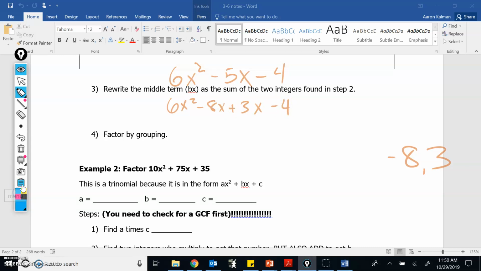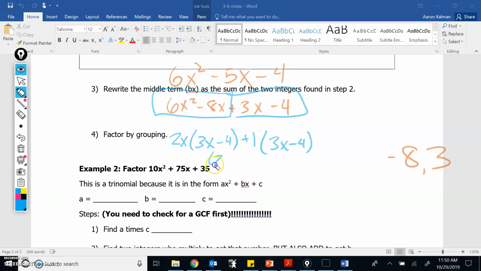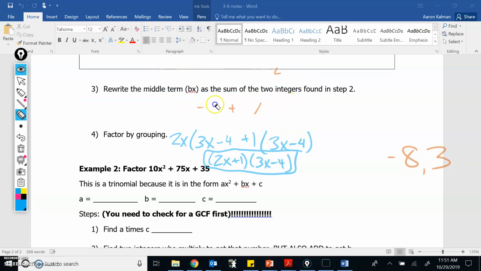And then factor by grouping, draw a line down the middle. GCF on the left is a 2x, and you're left with this. GCF on the right, there is no GCF here, so we're going to write a positive 1. And that keeps this the same as the other parenthesis. And the way you write your final answer is 2x plus 1, and then 3x minus 4. Write down what questions you have on this example before we go over it more in class.